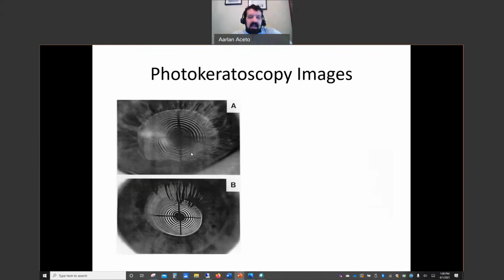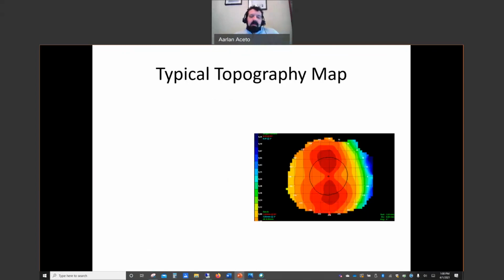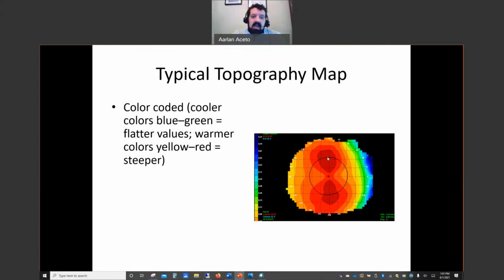You can sort of get an idea of what you think it may look like. Now, typical topography map. This is what, if you ran the test, this is what a topographical map looks like. And in this case, it's steeper up and down, obviously, and flatter back and forth. And cooler colors, blues and greens, are flatter. Warmer colors, yellow, red and orange primarily, tend to be the hotter or steeper colors.